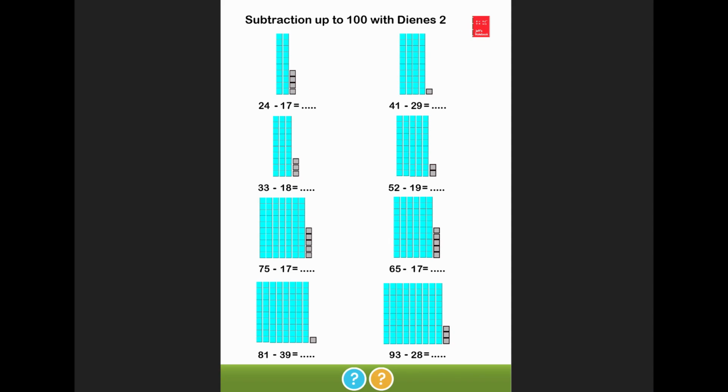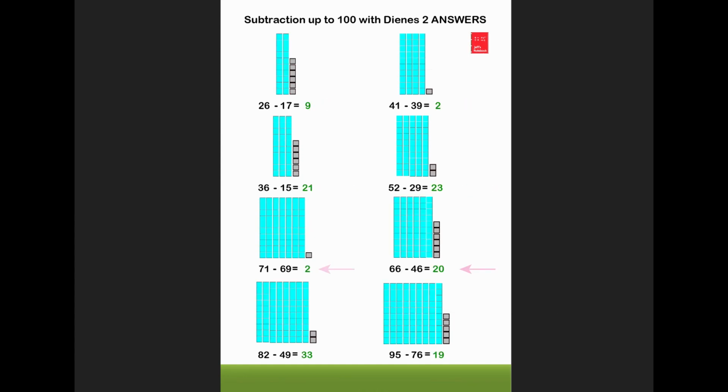There are worksheets accompanying these teaching pages. The blue button will produce questions where there's no need for exchange or regrouping, the yellow button where there is a need, and of course, as always, the answers.